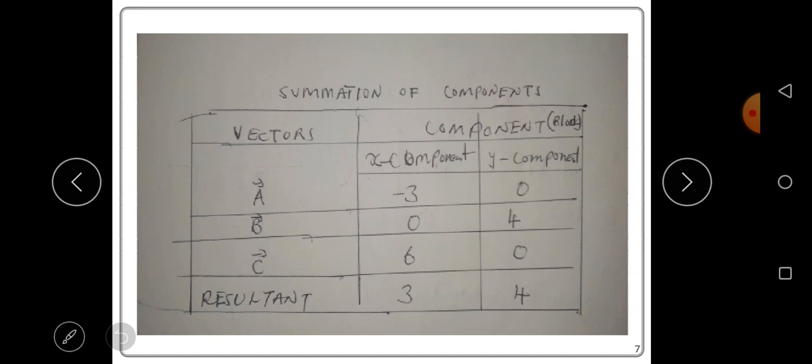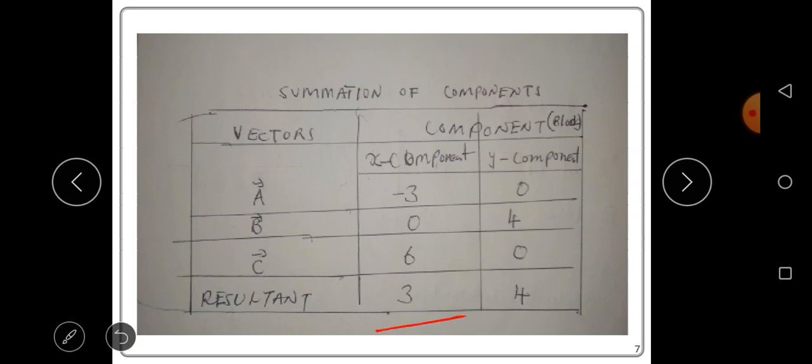So the resultant x component is 3. You do it just by saying -3 plus 6, which is giving us 3. Then the resultant y component is 4. So you just add 0 plus 4 plus 0, which is giving us 4. So 3 and 4, these are the resultant components of the resultant vector.